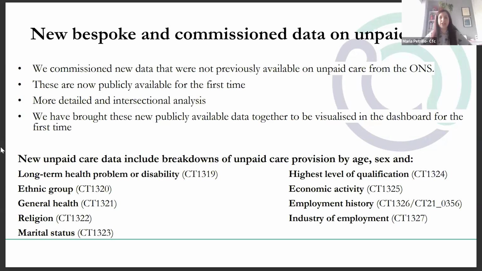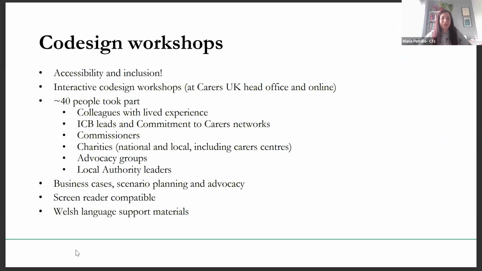So at the bottom of my slide, you can see the summary of those new commissioned and bespoke tables. For example, we commissioned tables including breakdown of unpaid care provision by age and sex across the following key characteristics: long-term health problem or disability, ethnic group, general health, religion, marital status, and so on. All of this is made available at local authority level for 2011-2021 and fully visualized in an intuitive and interactive dashboard.